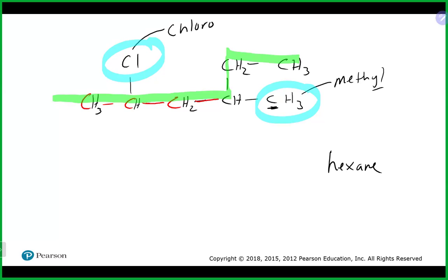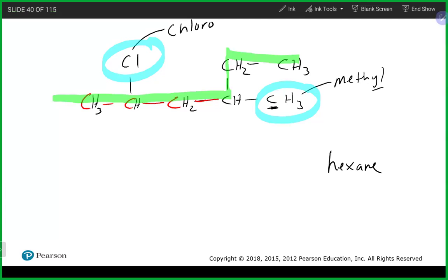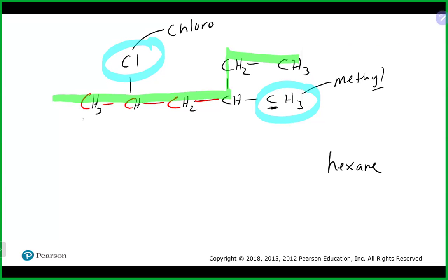All right, we're almost ready to name this thing. The next thing that we want to do is number that longest carbon chain of 6. Frankly, you usually only have 2 options as to how you can number those carbons. So if I go through this and number the carbons going left to right, that would be carbon 1, carbon 2, carbon 3, carbon 4, carbon 5, and that would be carbon 6.